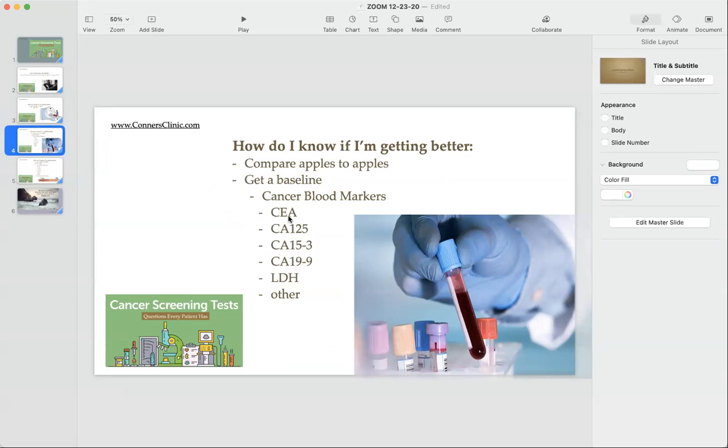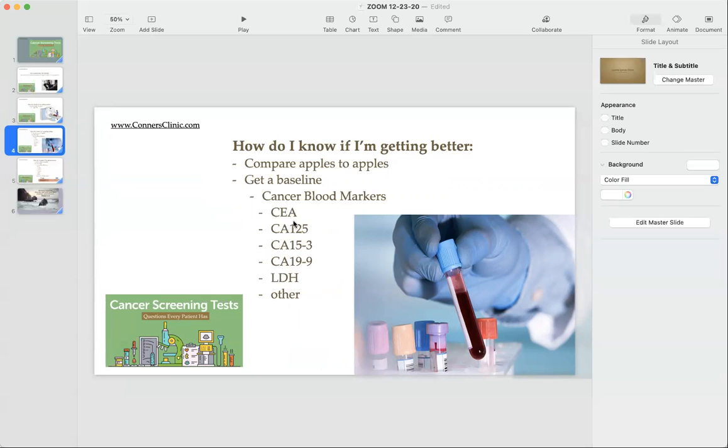Because if all these are within normal range on you, then you can't use these as a baseline for knowing whether a certain course of care is working for you or not, because these have never been positive. They've never been elevated. So you have to use a cancer marker test that shows an elevation at some point in time to know if that's decreased or not.